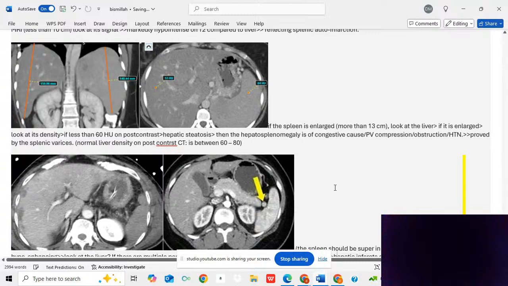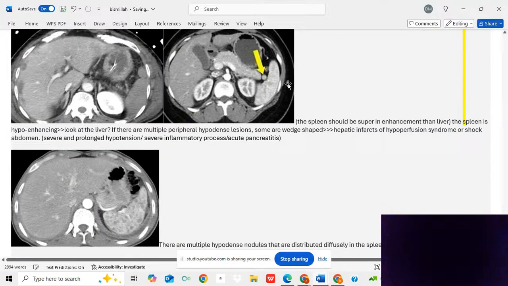Okay, so in this case, we looked at the spleen. This is the normal splenic enhancement. So here, I looked at the spleen, normal size. However, abnormal enhancement. I mentioned before the spleen should be hyper enhancing than the liver. The spleen here is hypo enhancing.